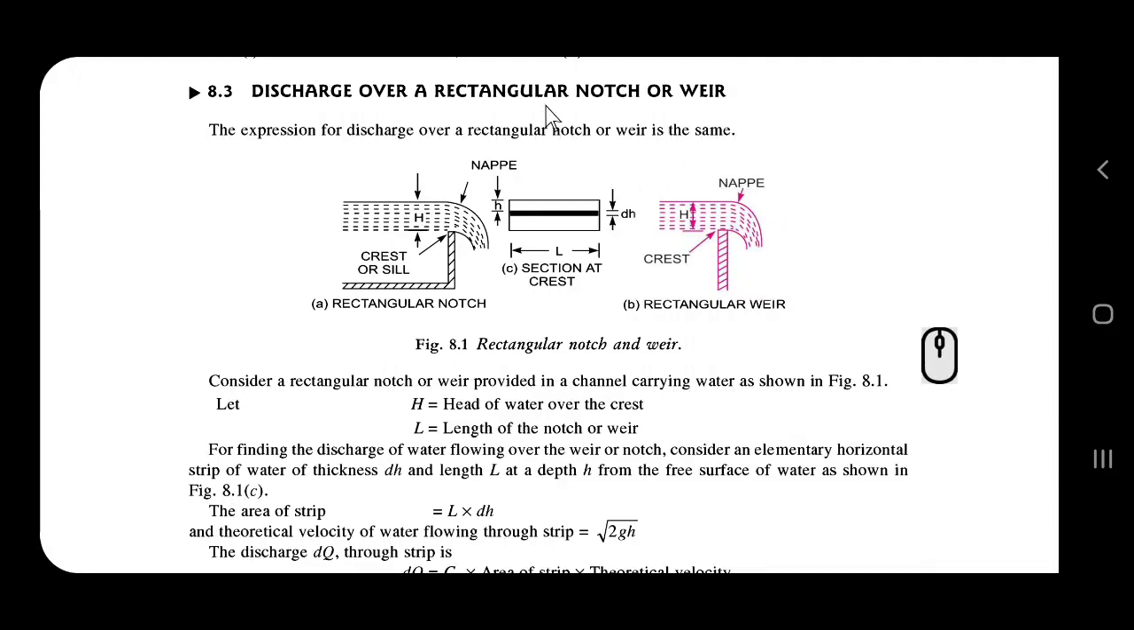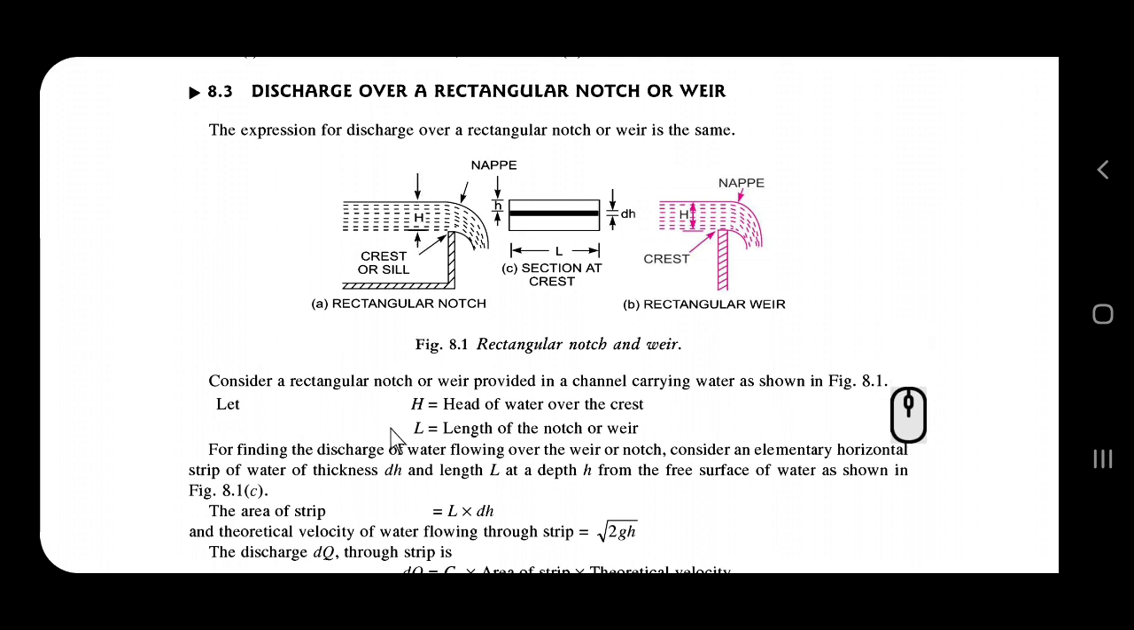So now we are going to discuss discharge over a rectangular weir or notch. The expression for discharge over a rectangular notch or weir is the same because both of them are of similar shape but different size.